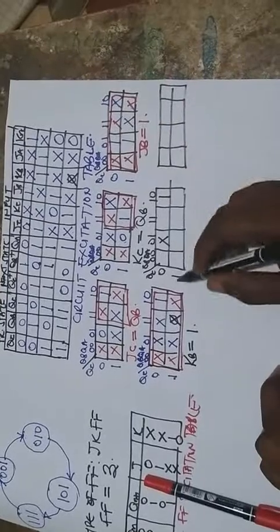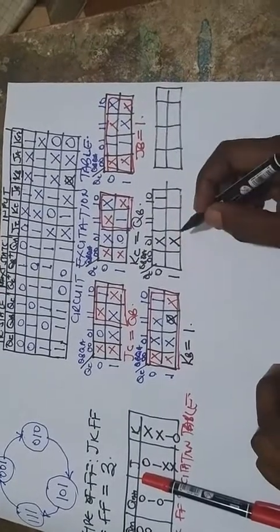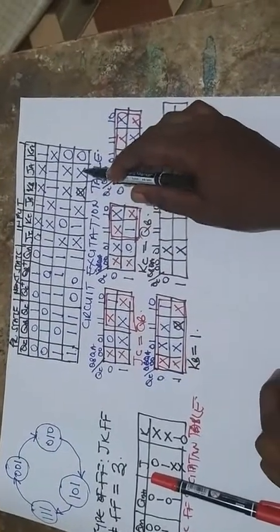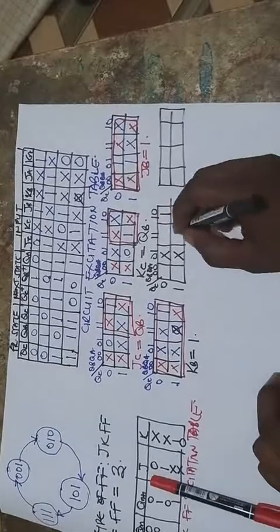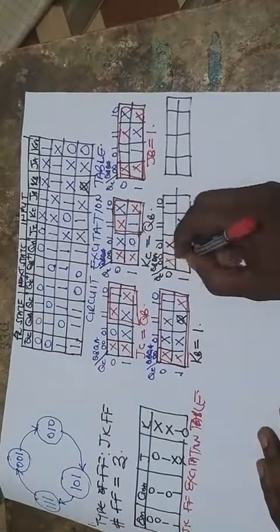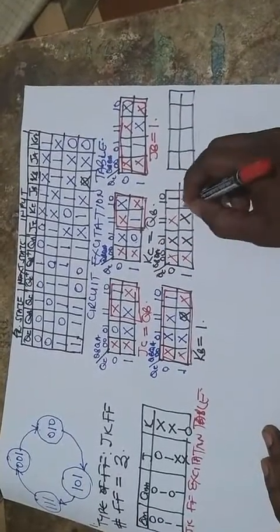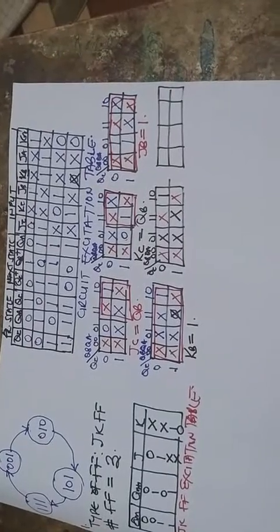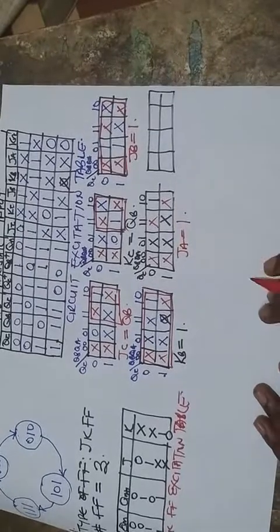And then 1, 0, 1, JA is don't care. And then 1, 1, 1, JA is also don't care. Okay, so I can map everything. So giving me JA also equal to what? 1.